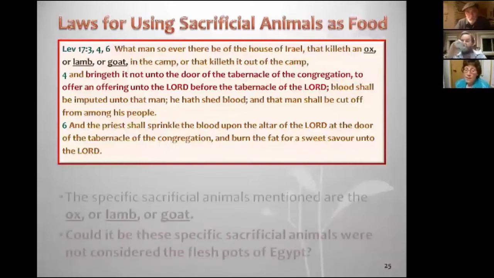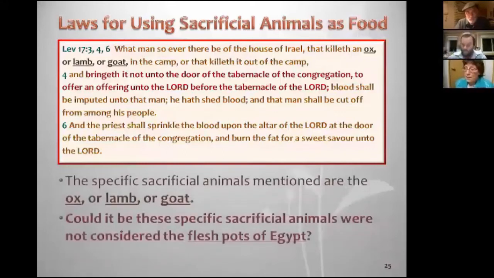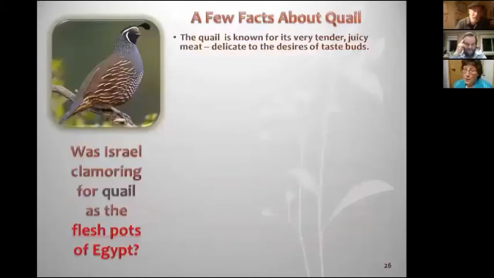It was a feast. So the specific sacrificial animals mentioned are the ox, the lamb, or the goat. Could it be that these specific sacrificial animals were not considered the flesh pots of Egypt? Because these people were clamoring for the flesh pots of Egypt. So the question is, was Israel clamoring for quail as the flesh pots of Egypt? Maybe we should find out.